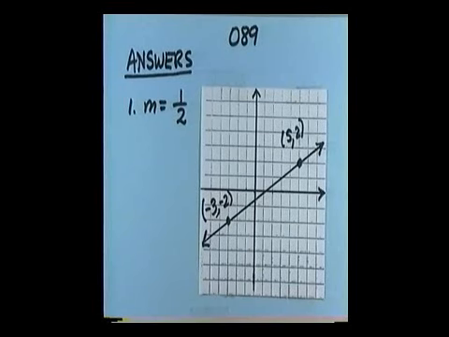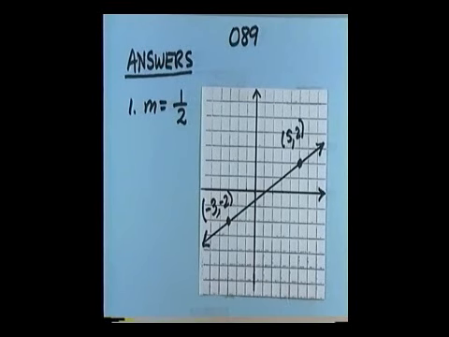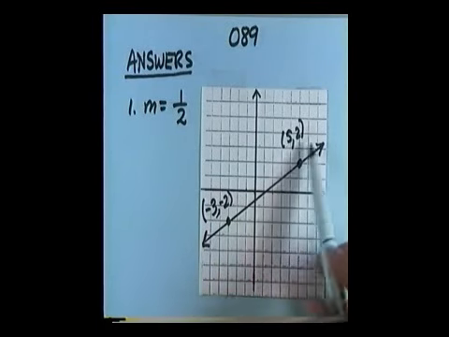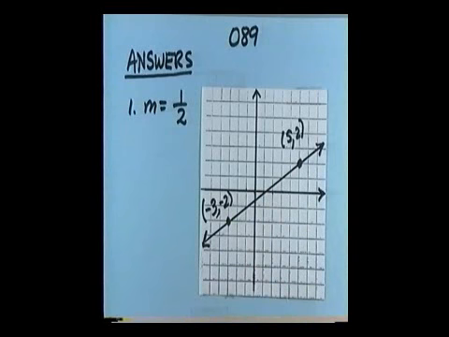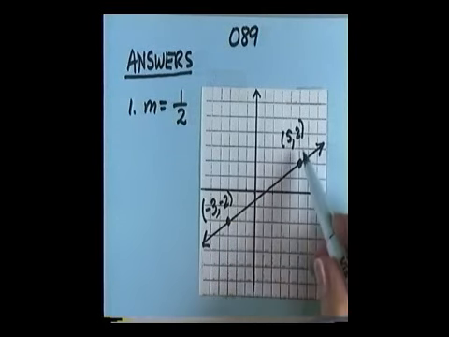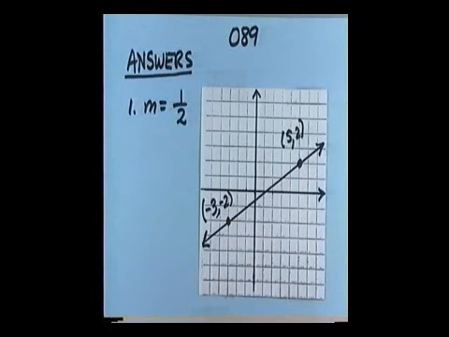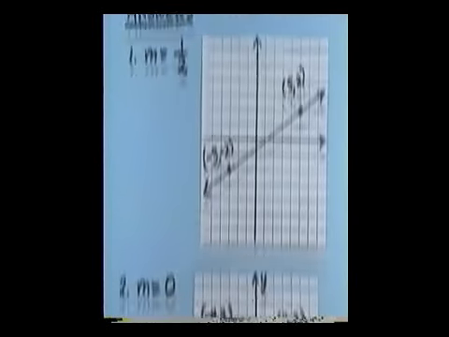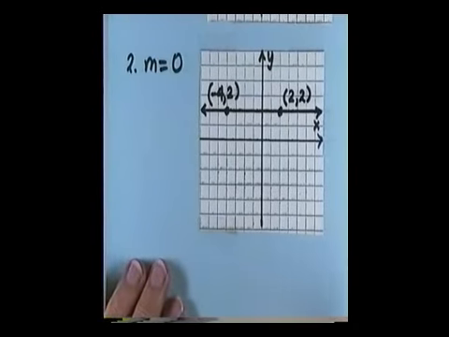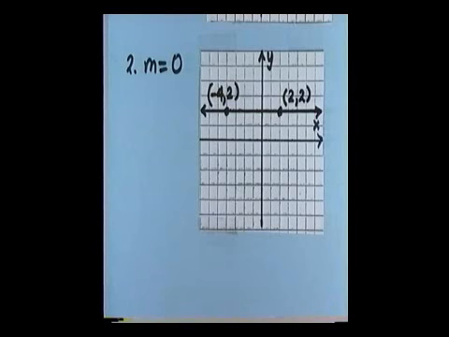Here's our first answer. The slope is 1/2, and the line is slanted, reading from left to right, going uphill. So we have (-3, -2) and (5, 2). There's the line with slope 1/2. And the second exercise has a slope of 0, and you notice that the line is a horizontal line. A line with a slope of 0 is horizontal.